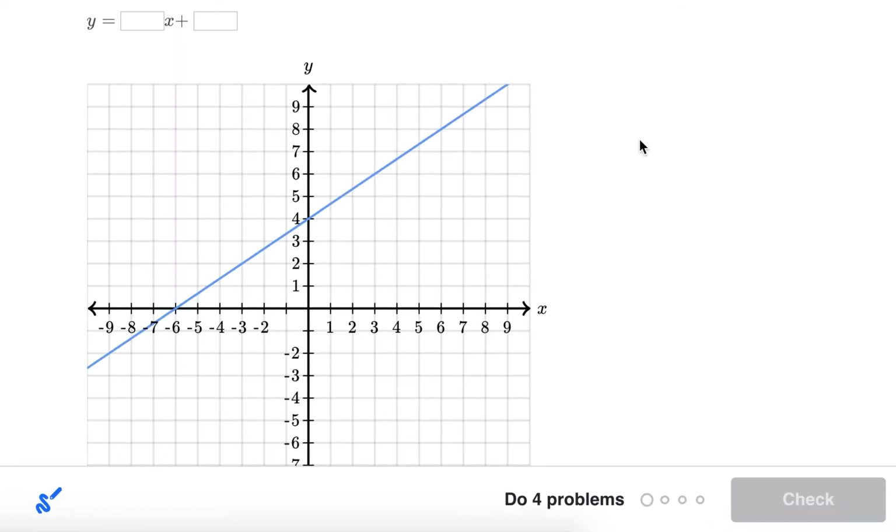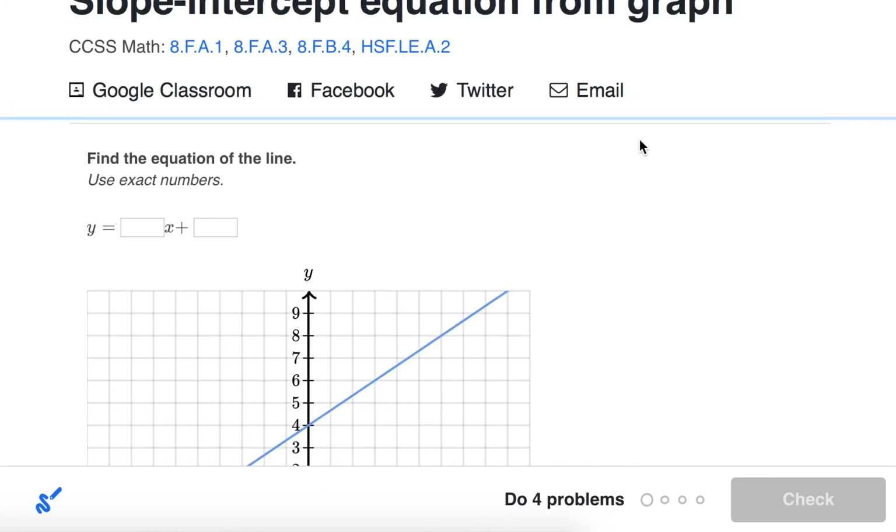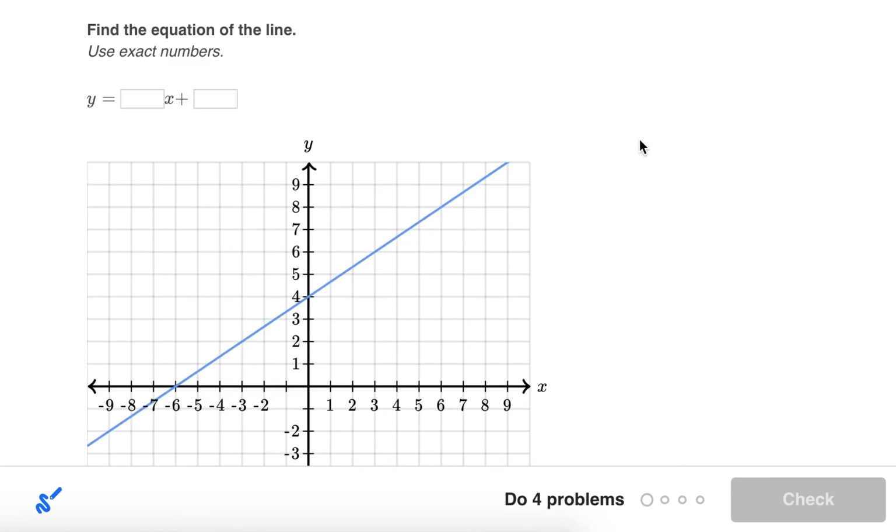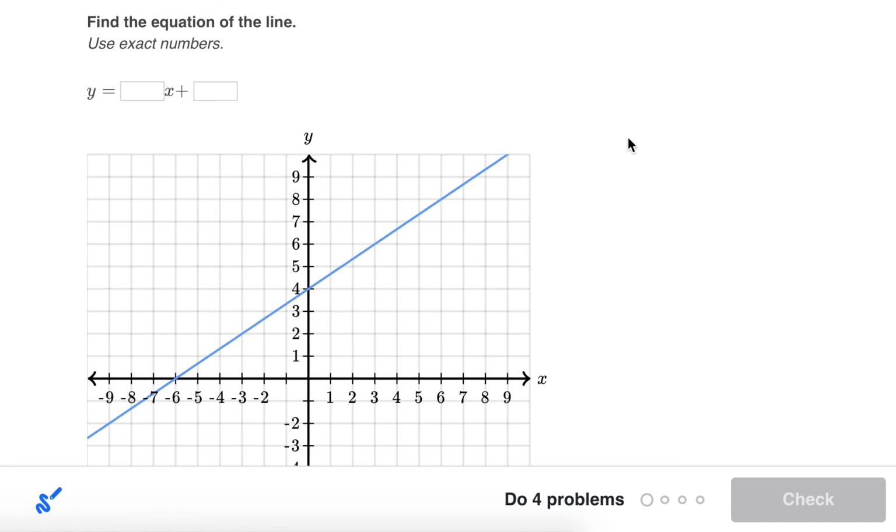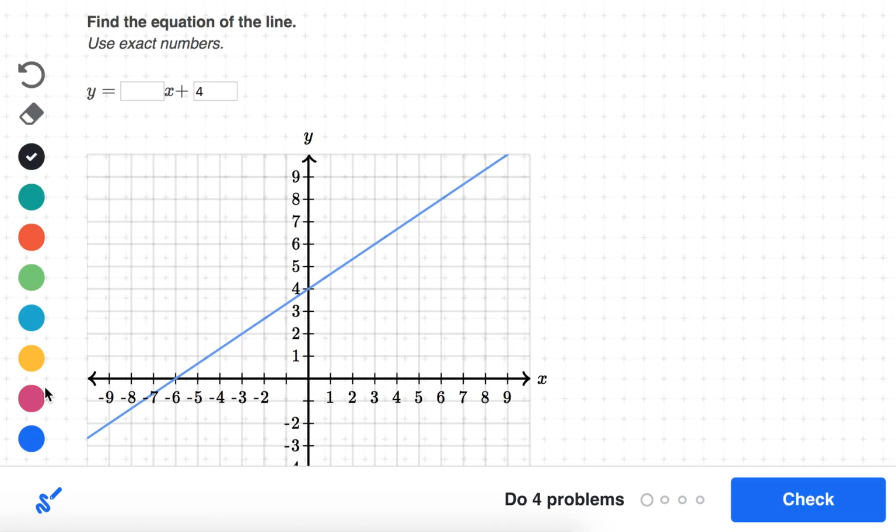Next up, the slope-intercept equation from graph. So we're asked to find the equation of the line. It says use exact numbers. So here we're going to do the opposite of what we did on the previous one. We're going to start at the y-intercept and fill it in. And then we're going to have to find the slope. And to do that, you need to find where the line crosses on two crosshairs. So I'm just putting dots to show you an example of what I mean by crosshairs. So let's find where this line hits some crosshairs.